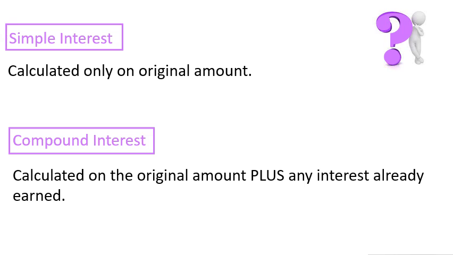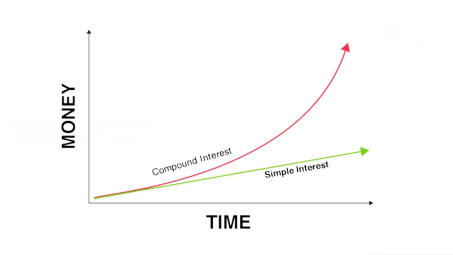So this means that the interest is added to the amount and the next lot of interest is calculated again using this new amount. So this is what happens as a result. Simple interest is steady over time. The money just increases at the same rate. But compound interest, due to the compounding nature, increases exponentially over time.